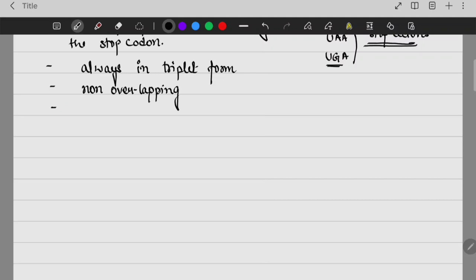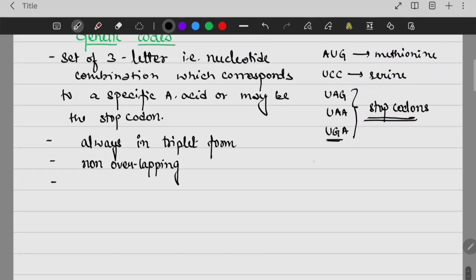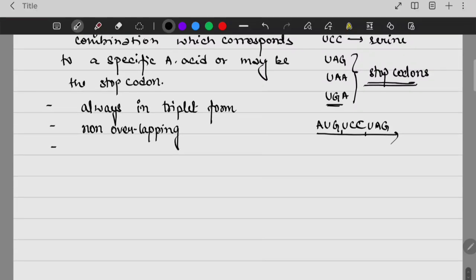Okay. The code is commaless, meaning there is no gap between the codons. Like if I give an example, A, U, G, U, C, C, U, A, G. Okay, there are no gaps present in these. Okay, it is always present in a sequential manner.